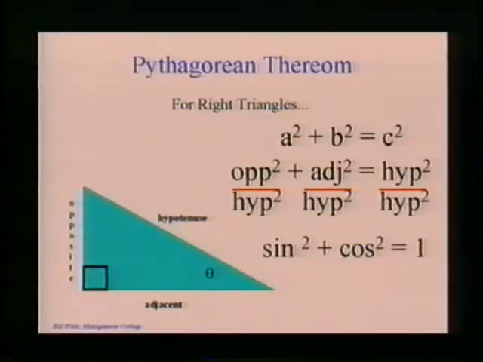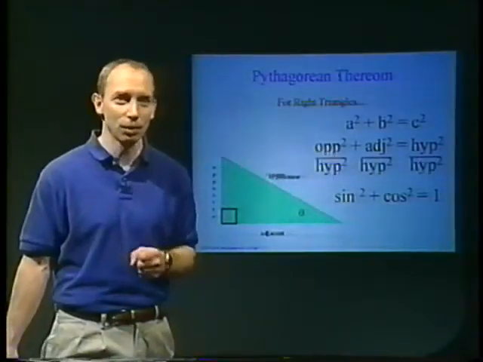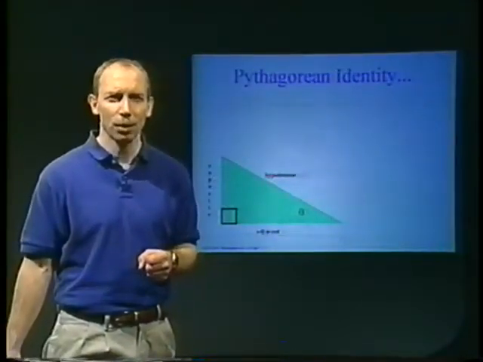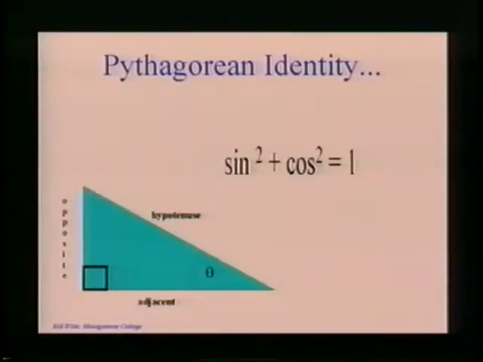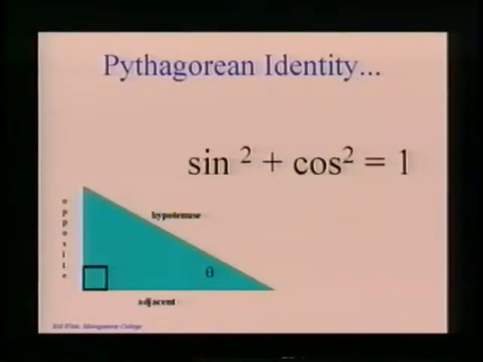So anytime you see sine squared plus cosine squared, this is called the Pythagorean identity. You're going to love seeing sine squared plus cosine squared, because you can just cross it out and put 1. That's called the Pythagorean identity, because it came from the Pythagorean theorem. So we'll be looking for that.